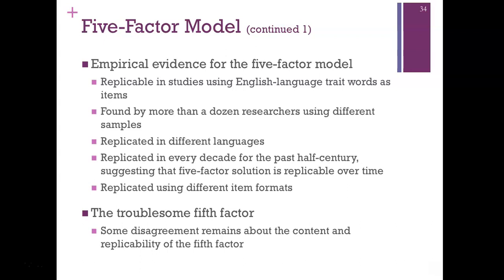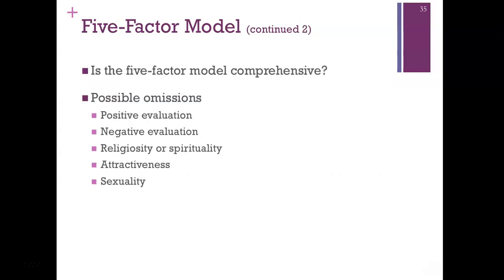Again, we have that issue with the fifth factor, that there's some disagreement about its content and replicability. As we go back and see, what does intellect even mean? What does intelligence even mean? That's debatable. There's no good or single definition of intelligence. There are theories of multiple intelligences. And this idea of being cultured or refined versus brutish, some of that might come with money and social status, right?